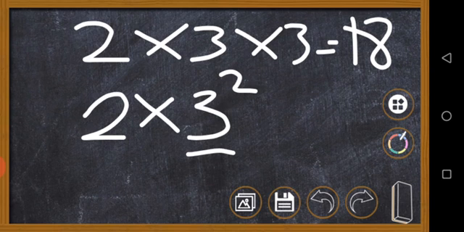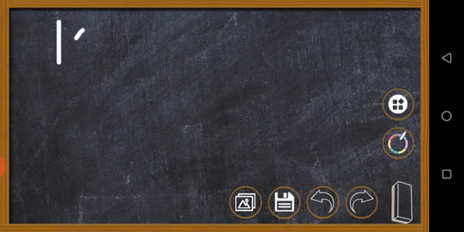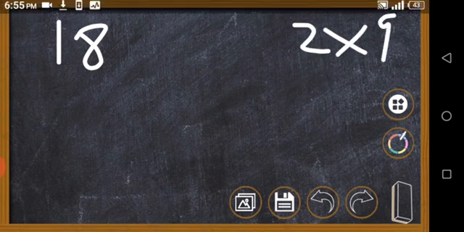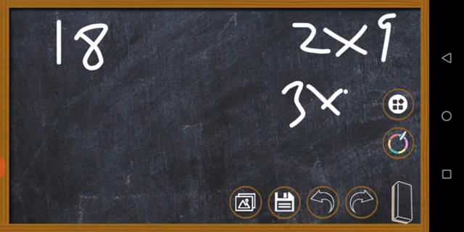Now, let's go back to the question 18. Remember I told you that you can either get 18 by saying 2 times 9 or 3 times what? 6. I told you either way you will still get the same answer. And what was our answer? 2 times 3 times 3. Remember? Good. Now we've solved this.